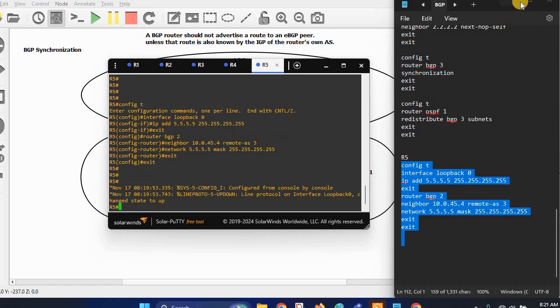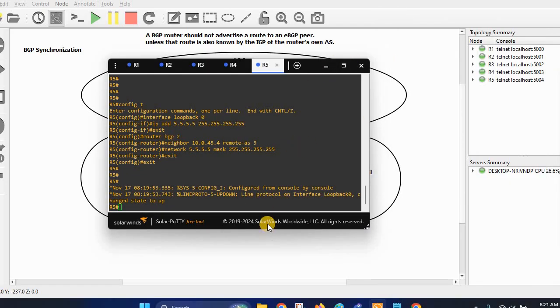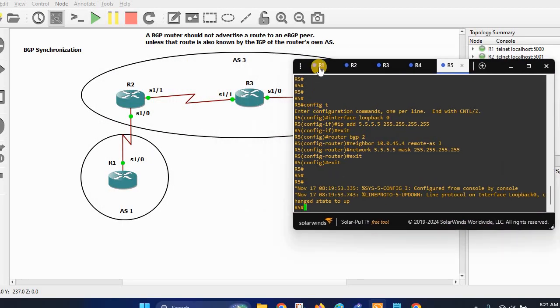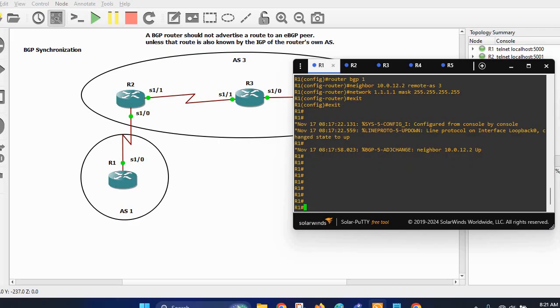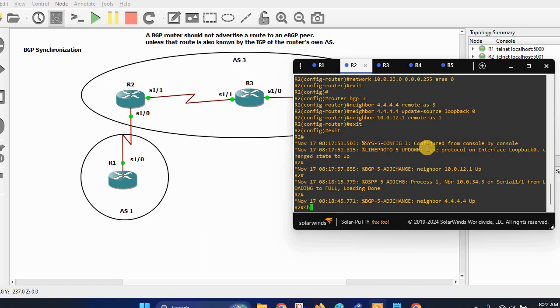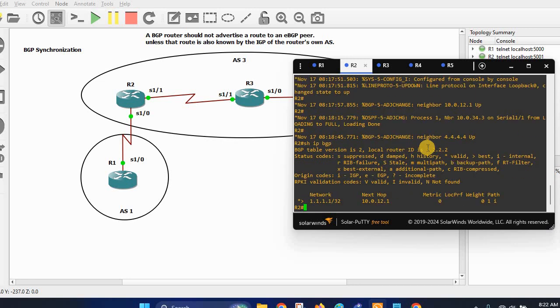So as of now the configuration is done, we check the output on all the routers. Okay, so if you see here, by default synchronization is disabled on all the routers. So first the configuration will be done on all the routers. Now see the output of all the routers. Okay, so show IP BGP, it will take a little time.